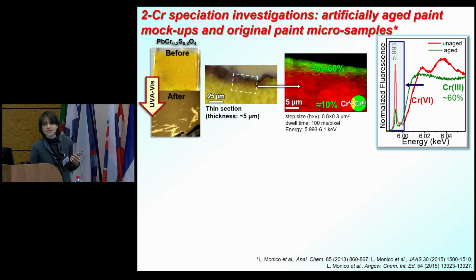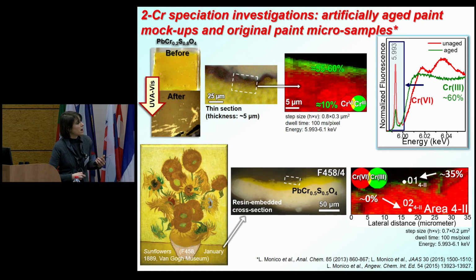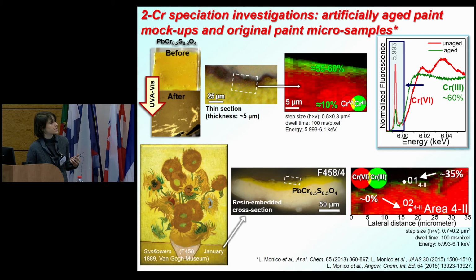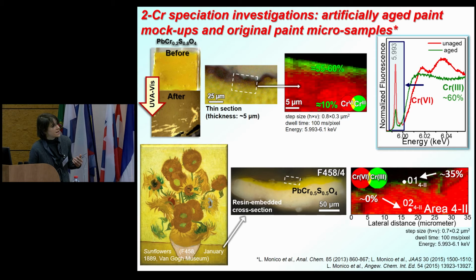A similar situation has been found also in one sample of similar composition to the mockup samples, taken from an altered region of the Sunflowers paintings, the Amsterdam version. You can clearly see that we have a similar distribution of reduced chromium, both in the original paint microsamples and the mockup samples. By crossing this information, we could reasonably conclude that the presence of this species is ascribable to a reduction and degradation of the original chromate pigment.